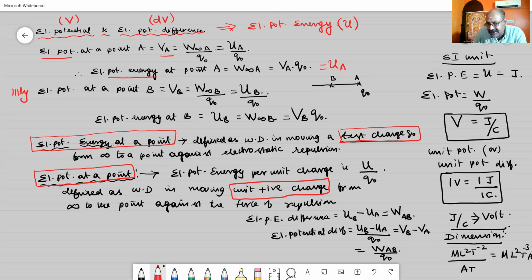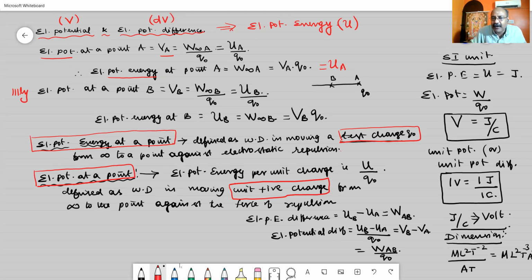So electrical potential energy difference is epsilon B minus epsilon A, which is work done from A to B. So electrical potential difference is equal to epsilon B minus epsilon A by Q naught, which is VB minus VA, or we can write it as work done from A to B by Q naught.